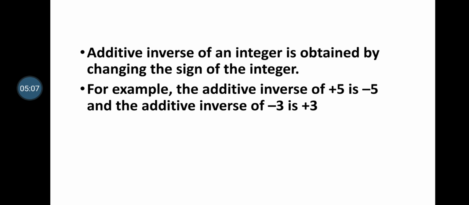Same way, minus 3 you are having, as in the example. Minus 3 to what, if you add, you will get 0? You will add plus 3. Minus 3 and plus 3 together will give you 0. So additive inverse means we simply change the sign. In the previous slide I told you, we change the sign because we are taking the additive inverse. So in a simple way to remember, we change the number: if it is positive, we change it into negative. If it is negative, we change it into positive.